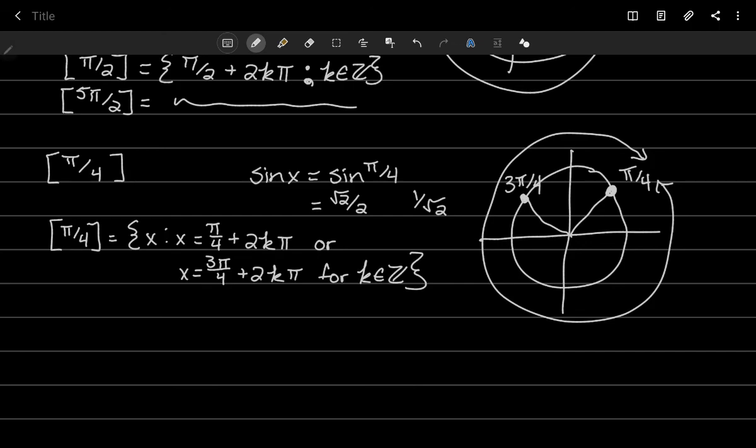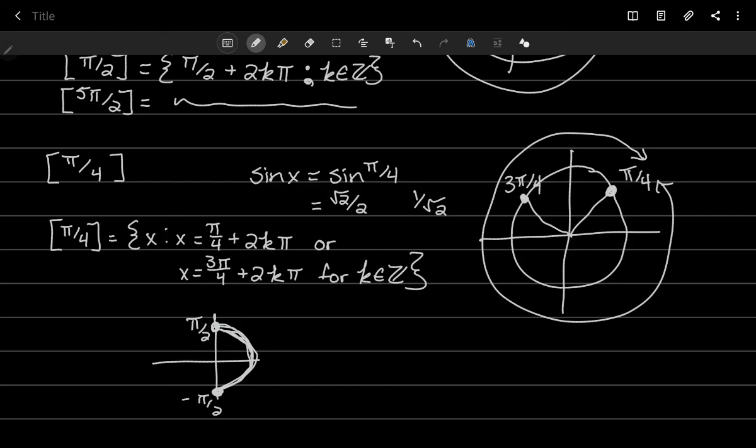In fact, every point from negative pi over 2 to pi over 2, that's going to give me a different sine value. And so those are going to be my infinitely many equivalence classes. Okay, every single angle value from negative pi over 2 all the way up to pi over 2 will give me another equivalence class.